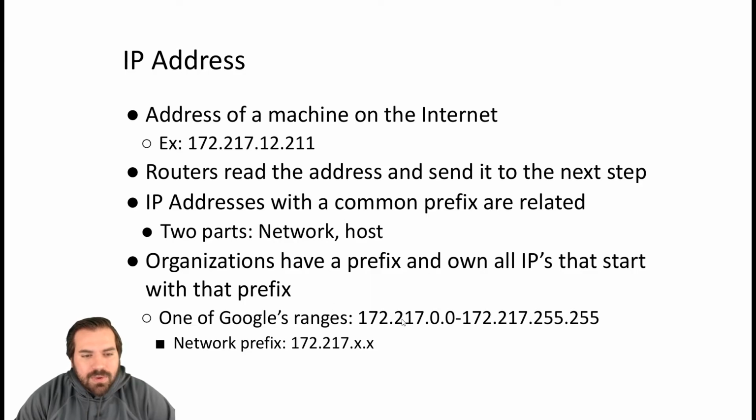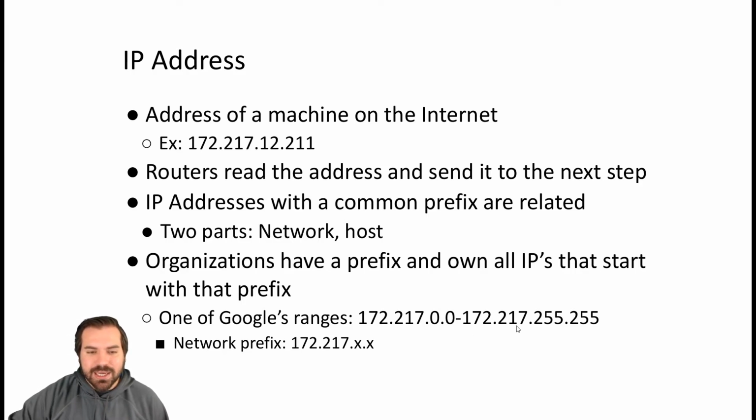Large networks will have an IP prefix all of their own. For example, one of Google's prefixes is 172.217. Any device on the internet that starts with this prefix, we know that's a Google device. And the routers of the internet can just look at these first two numbers and send the information to Google, saying, Google, take care of this. And then once Google gets it, they can route it to whatever specific device it belongs to.